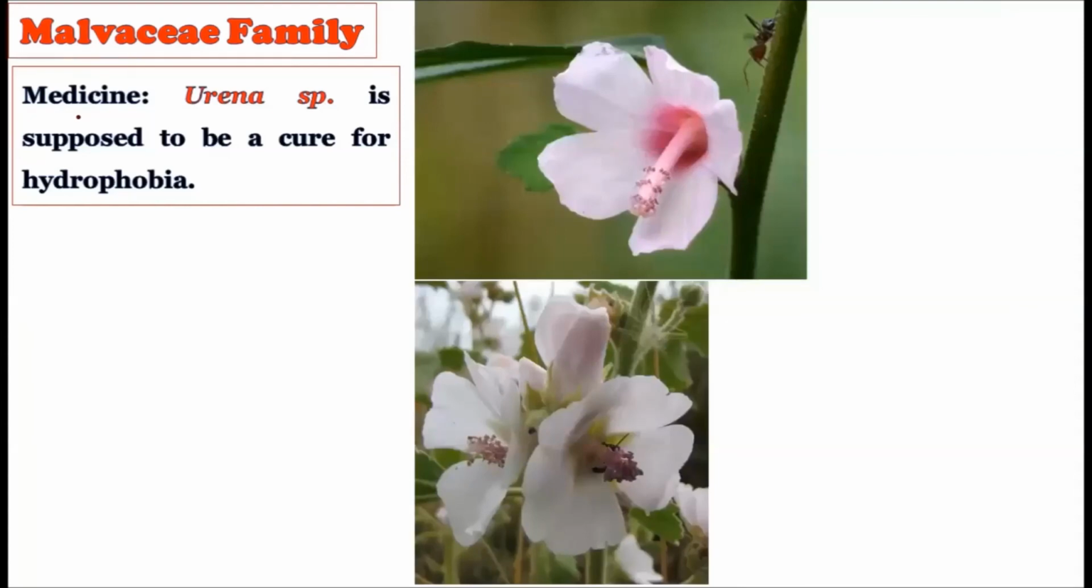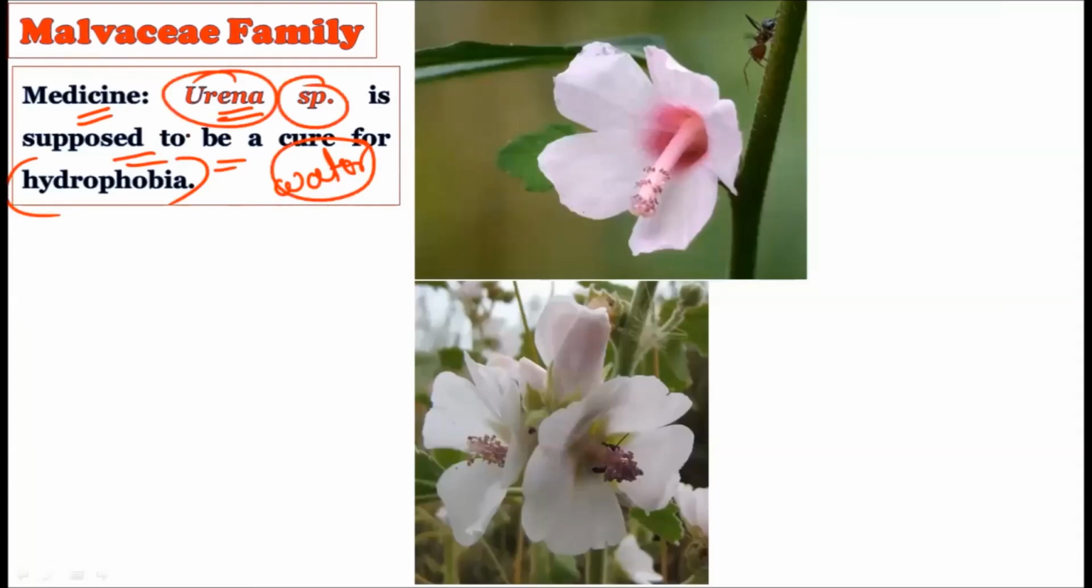These plants are also useful in medicine. See, there is one species called Urena. It is supposed to cure hydrophobia, the water-hating or water-fearing nature in humans. It can be treated by using the Urena species. So the medicinal importance is also there for the Malvaceae family.